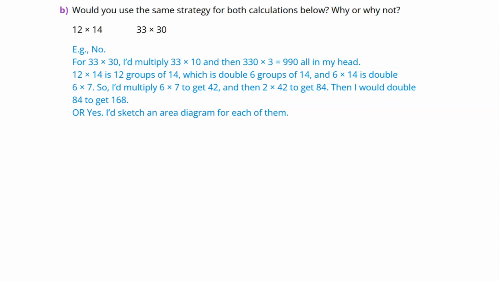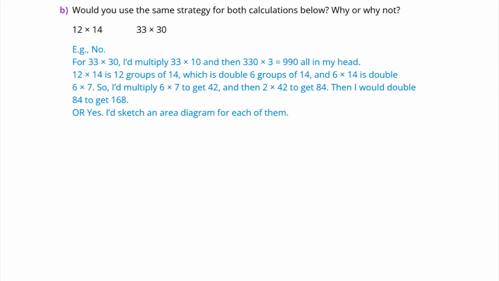12 times 14 is a little bit trickier. The numbers aren't as straightforward. Most people don't know their 14 times tables, and a lot of people aren't even necessarily comfortable with their 12 times tables. The solution proposed here is to say, well, 12 is double 6, and I can do 6 times 14 in my head. So I would do that and then just double my result. That's one way of doing it.